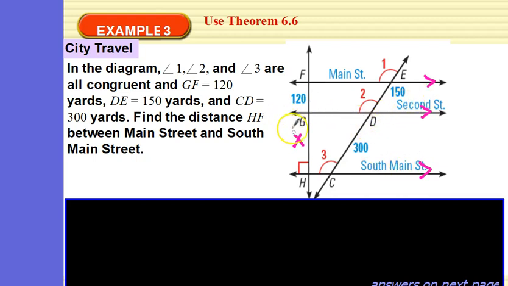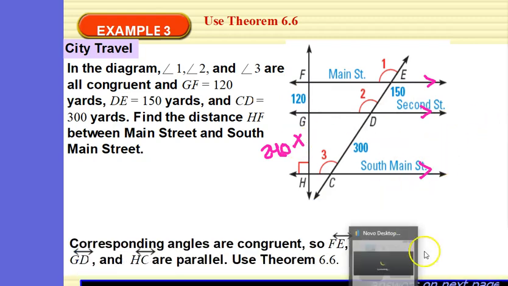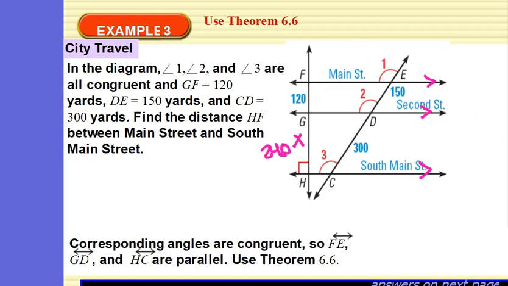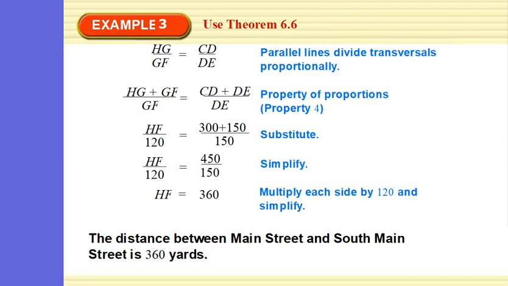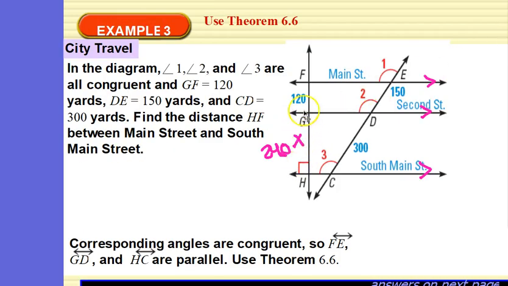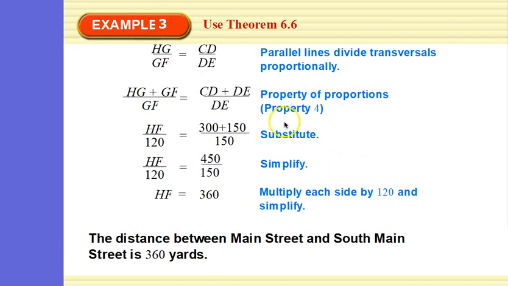So being that these are parallel, I can do 300 is to 150 as what is to 120. Well, 150 times 2 is 300. 120 times 2 is 240, right? I can do that without even setting up the proportion because I noticed that that doubled, 240. So what were they actually asking for? They were asking for not HG, but what? HF. So HG plus GF is going to give you the whole thing. 240 plus 120? 360. So that's why your final answer is 360.